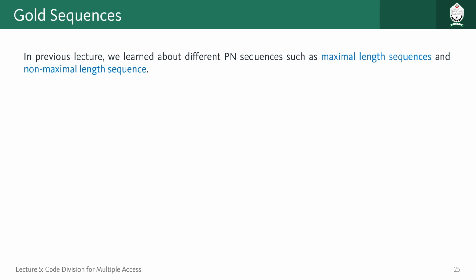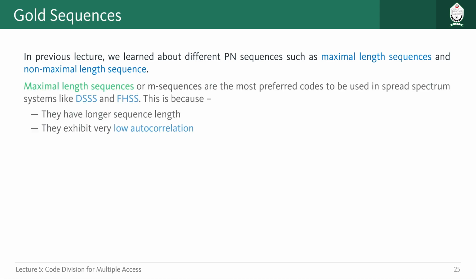Okay, now Gold sequences. In the previous lecture, we discussed different types of PN sequences like maximal length sequences, and also non-maximal length sequences. And there, at the end, we discussed that maximal length sequences are the most preferred codes to be used in spread spectrum. This is because they had the longest possible sequence length, and another reason was that they exhibit a very low autocorrelation property, right?